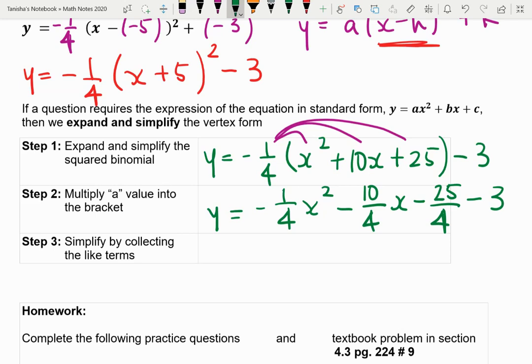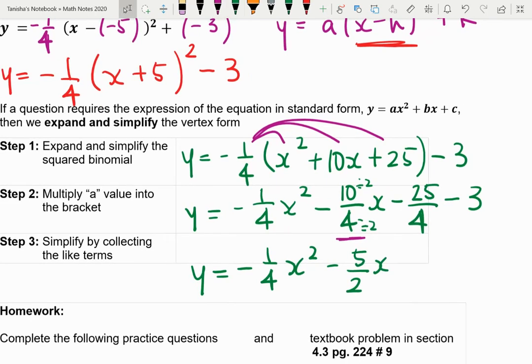Lastly, we want to simplify all of our terms. And notice how this term here is a fraction that can be reduced. Make sure that you reduce all of your fractions as well. That is part of simplification. So we have y equals negative 1 over 4 x squared. We can divide a 2 out of the top and the bottom of this fraction. So that's going to leave us with a 5 over 2x. And then negative 25 over 4 minus 3.